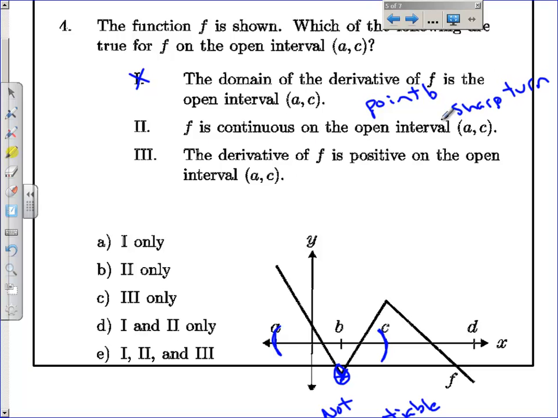Okay, what about f is continuous on the open interval from a to c? Well, yes, it's continuous because there are no gaps and there are no holes. We can draw that picture without lifting our pencil between a and c. That is a true statement.